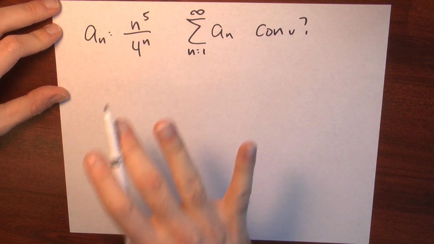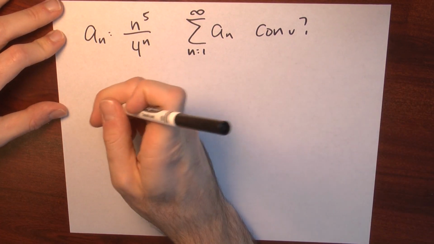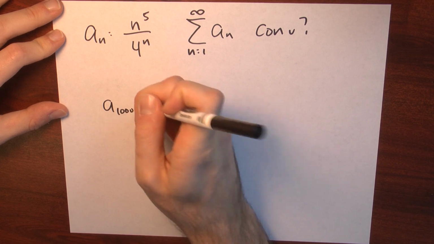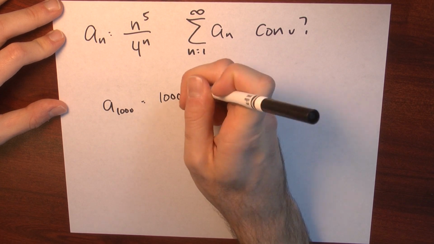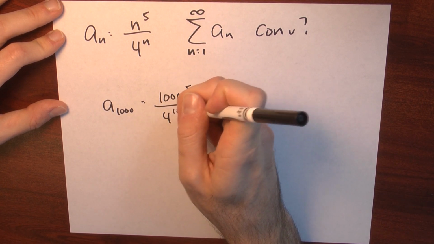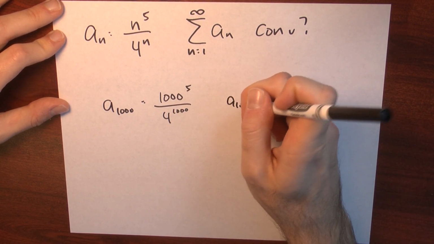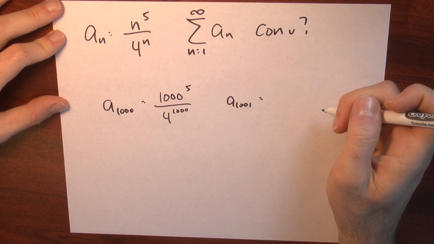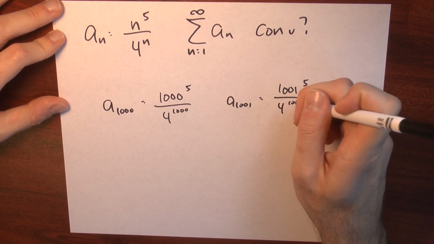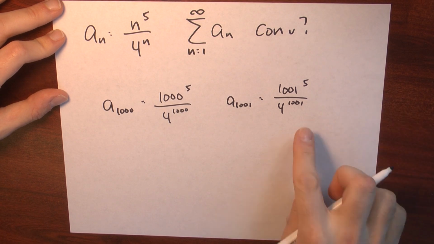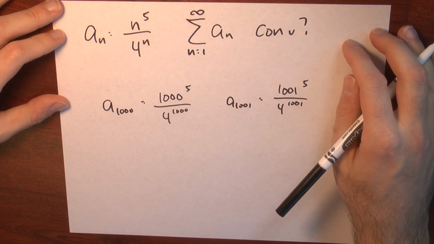Now, if I plug in really big values for n, I can get a sense of what these terms look like. A sub 1,000 is hard to write down, but I can at least write down 1,000 to the 5th over 4 to the 1,000th power. And it's hard maybe to see what that number looks like. A sub 1,001, the 1,001st term, is 1,001 to the 5th over 4 to the 1,001st power. And what's the ratio between these terms? How big are these terms compared to each other?